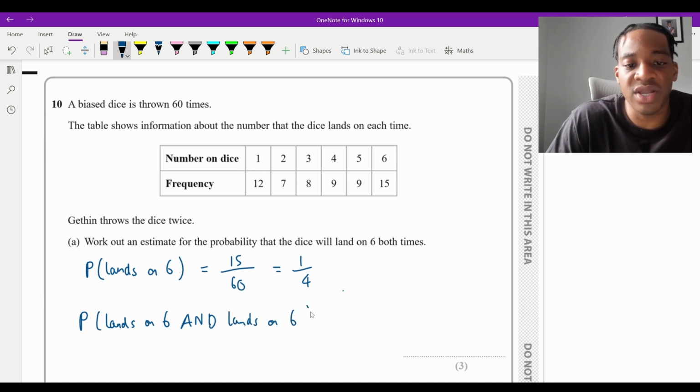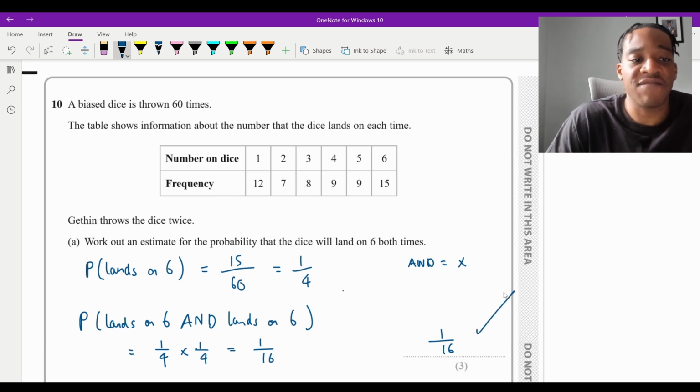Now, whenever you're dealing with probability, you should remember that and just means multiplication. So all we're going to do here to work it out is just do the probability of it landing on 6 times the probability of it landing on 6. So it's just going to be 1/4 times 1/4, which is just 1/16. So your answer is just 1/16 here. And that's that for part A.